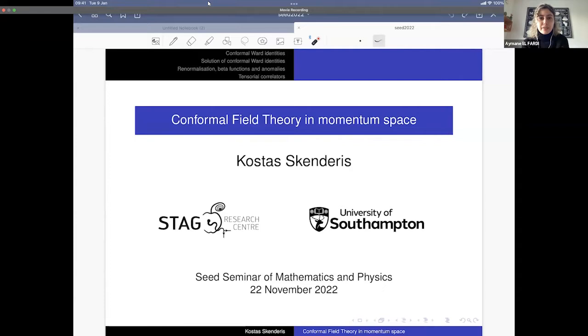We will continue with the second thematic session regarding conformal field theory, and we are very happy to welcome Professor Kostas Skenderis from the University of Southampton, who has done much theoretical research, especially on CFT and the AdS/CFT correspondence. And today he will give us a talk about conformal field theory in momentum space.